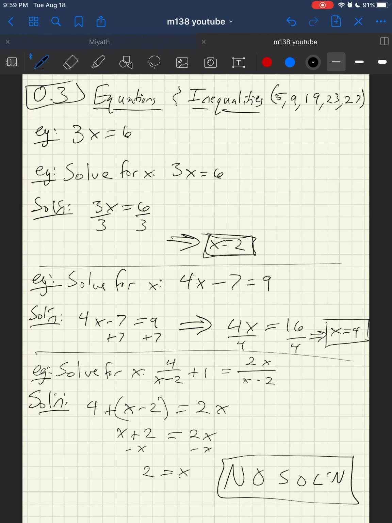Why is the answer no solution? Well, let's look. If 2 equals x, then I've got to divide by 0. What happens when you divide by 0? Bad things happen. So x cannot equal 2 because we cannot divide by 0.